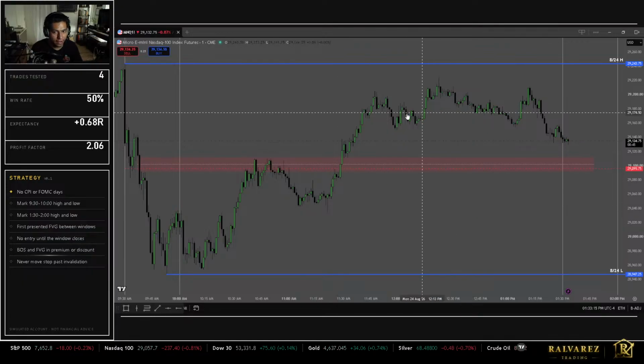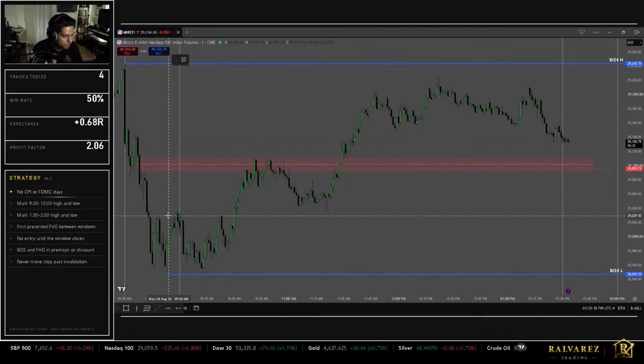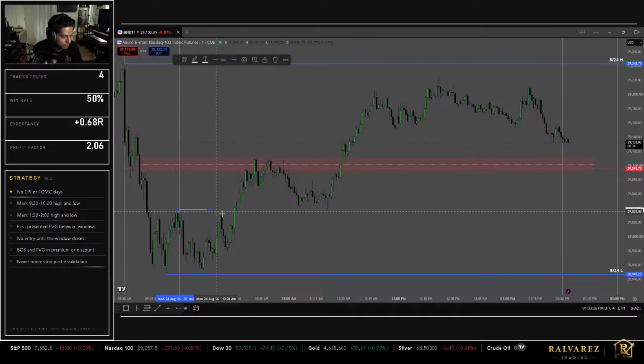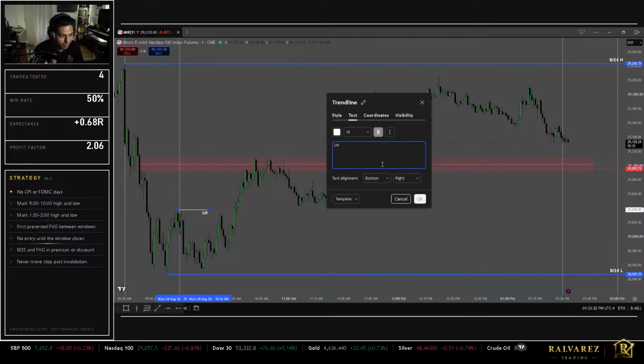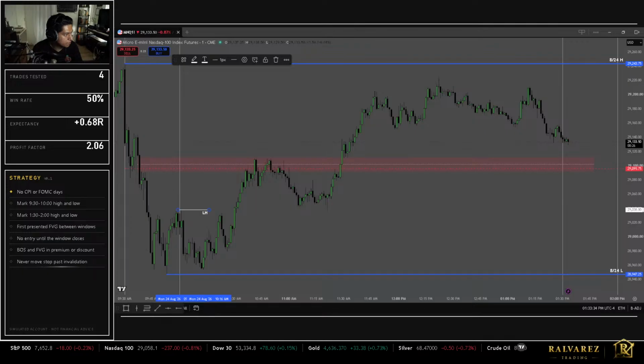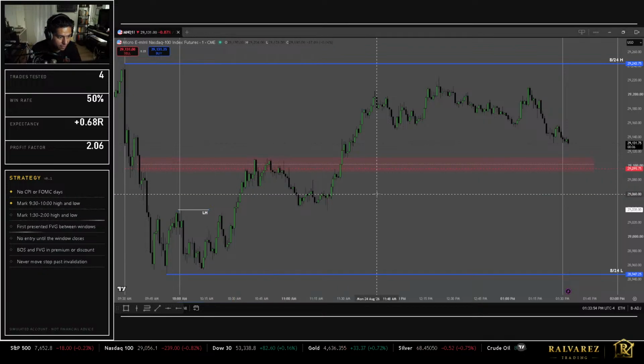And what I would have been looking for this morning was not necessarily this high getting taken out, but most likely something like this getting taken out, right? So this would have been our lower high. So looking back at my strategy checklist, we mark out the 9:30 to 10 o'clock. We haven't done the afternoon since it's still forming. But you can see the BOS, which is the break of structure, and fair value gap and premium or discount.